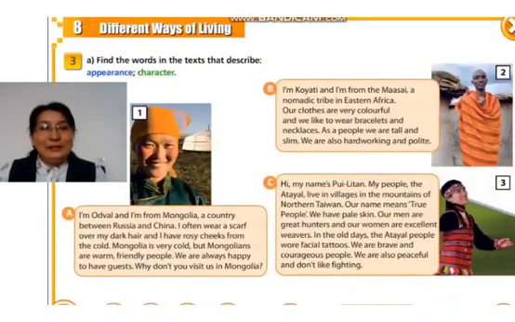Now, dear learners, look at exercise number 3. Here, we must find the words in the text that describe people's appearance and character. In order to do this task, let's read the text once more.